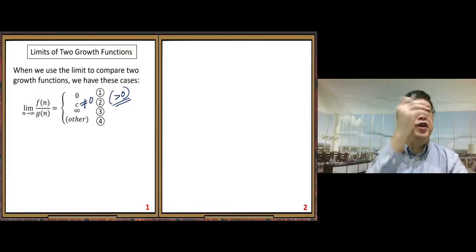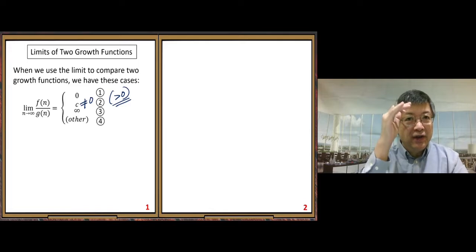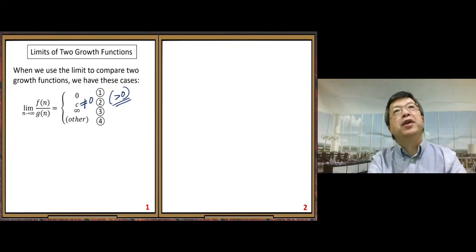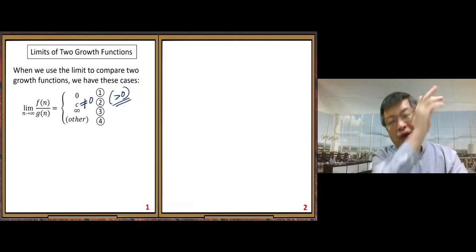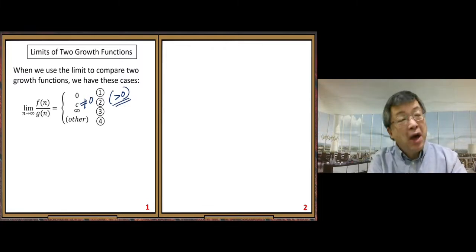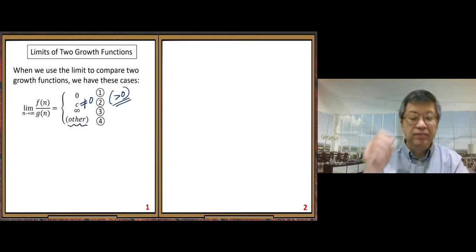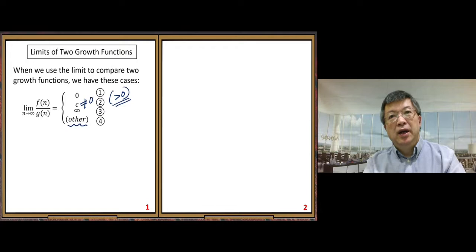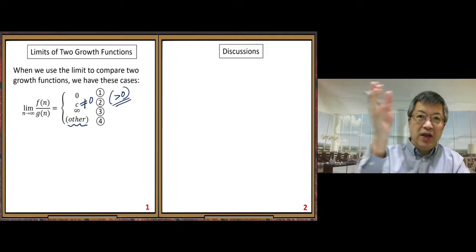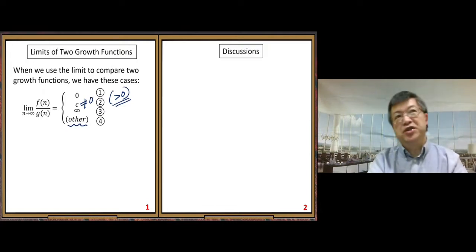The third case, infinity. Other than these three cases, the last case, the limit does not exist. Because you cannot guarantee the limit always exists. The limit may not exist, right? So we have this other case. All right. So next, let's do some discussions on these four cases.